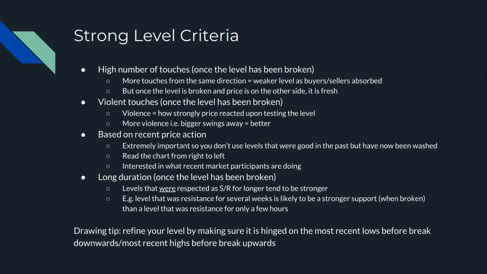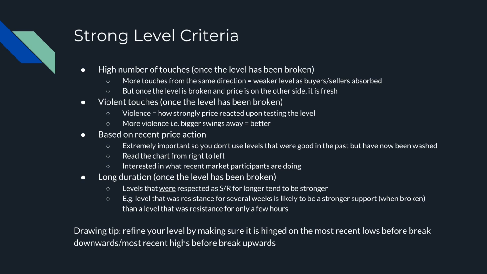Okay? Second category is violent touches, again, once the level has been broken. Violence is simply how strongly price reacted upon testing the level, and we want evidence that we're going to bank some nice money, get a nice bounce coming out of our level. So we want violence, and we want proof that the market is going to push away from where we bid or where we offer.